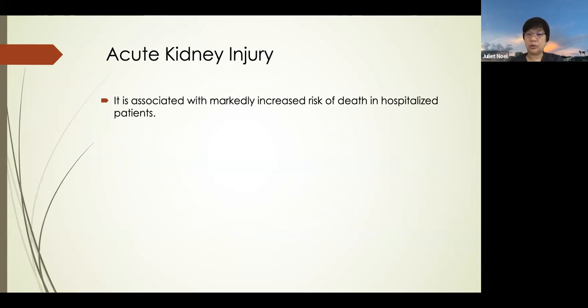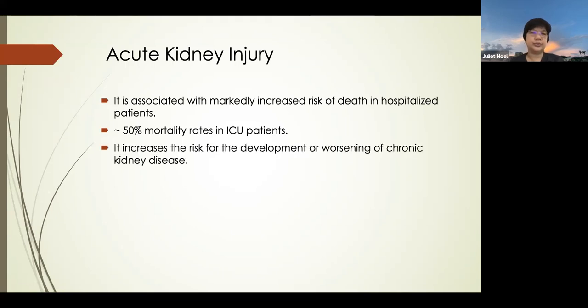This is also common even during COVID. Patients with COVID pneumonia, when they develop acute kidney injury, the risk for mortality is higher. Despite the improvement of the management of AKI, we still have approximately 50% mortality rate in ICU patients. It increases the risk of development or worsening of chronic kidney disease.